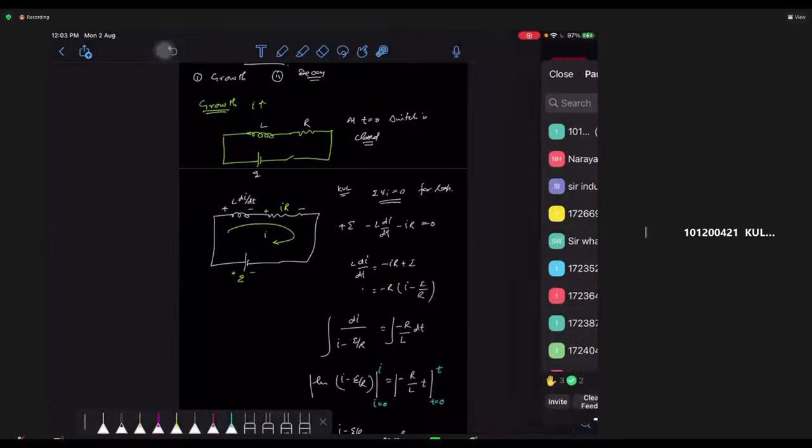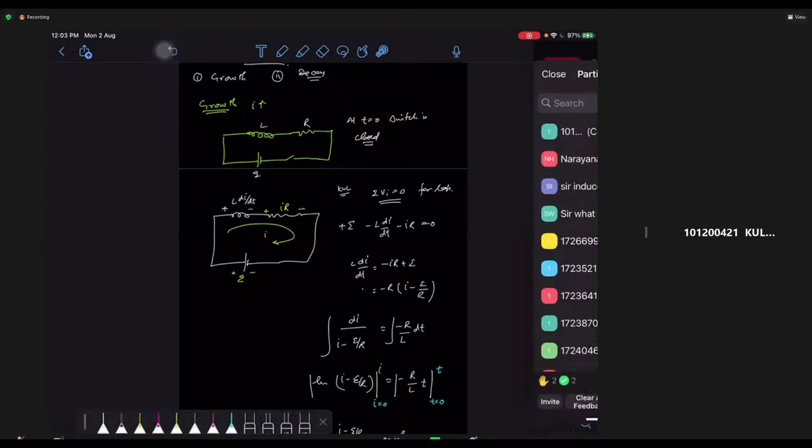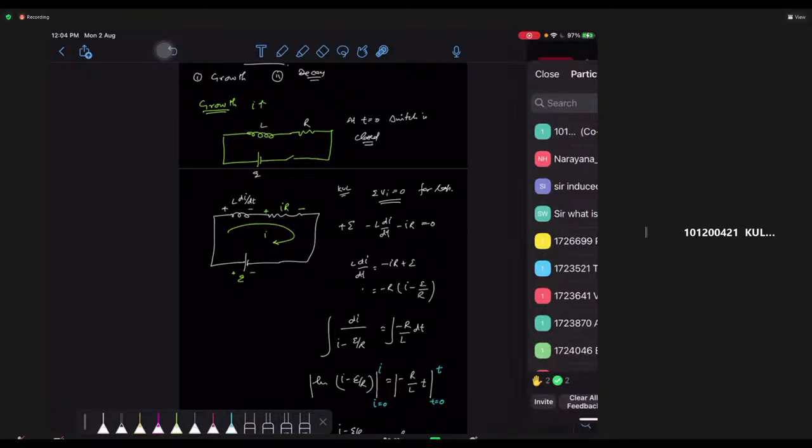Yes, Shiva. Generally across the inductor, the potential is taken as minus L into di by dt, no, sir? Yes, minus L into di by dt, yes. So what does the minus indicate there? The minus sign comes from Lenz's law. It opposes the flux change.